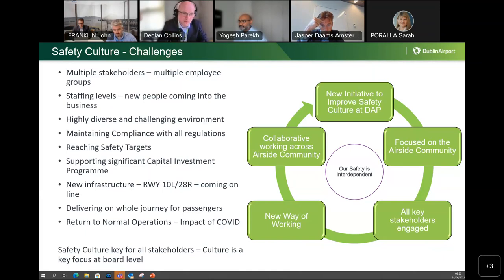We spoke about the North Runway, 10 left, 28 right, coming online, which is a first for Dublin. It's a first for Ireland, the parallel runway operations, which again is a difference in terms of not only the infrastructure we're building on site, but equally then how we operate around that. So that obviously means we need to look at not only our own operation, but equally the airline's operation and the ANSP operation, and delivering a whole journey for passengers.